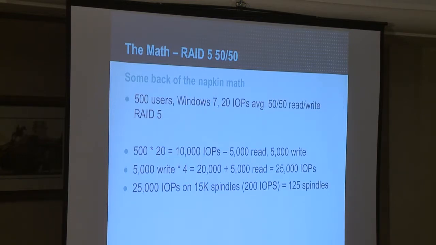50-50, which we'll talk about a little bit more, which I think is pretty aggressive. I don't see a lot of environments that do a 50-50 read-write mix. It's usually much heavier on the writes. But let's say it's 50-50. You've got 5,000 reads and 5,000 writes. Because they're doing RAID 5, those 5,000 writes turn into 20,000 on disk. Add the 5,000 reads on there, and now we've got a 25,000 IOPS load.